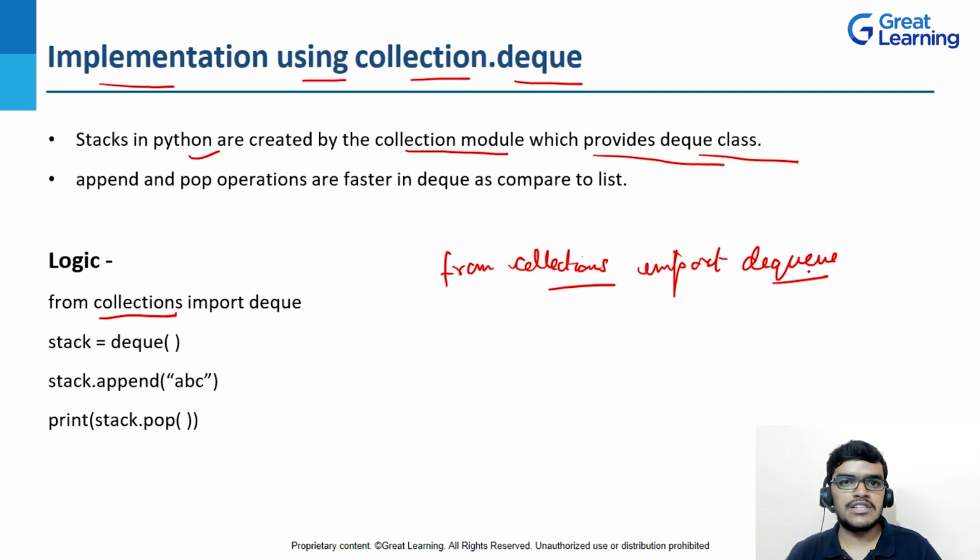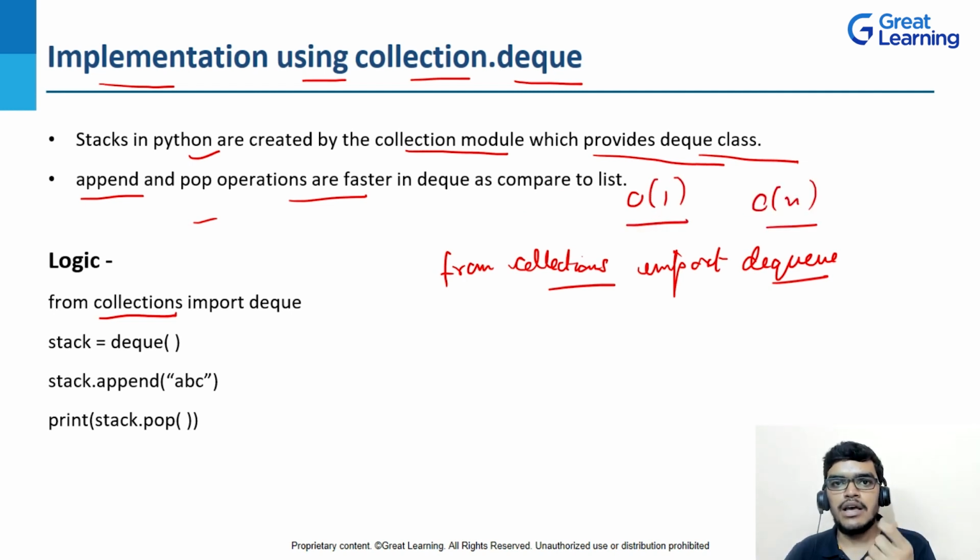So deque here is a double-ended queue, and here append and pop operations are faster as compared to list. Why? Because the time complexity of deque is O(1), whereas the time complexity of list is O(n). And also in a list, if you are inserting more elements, then the list will grow and it will go out of a block of memory. So Python has to allocate some memory. That's why on inserting more elements in a list, the list will become slow.